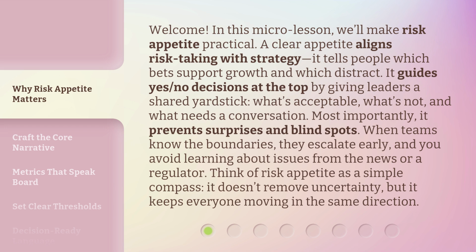When teams know the boundaries, they escalate early, and you avoid learning about issues from the news or a regulator. Think of risk appetite as a simple compass. It doesn't remove uncertainty, but it keeps everyone moving in the same direction.